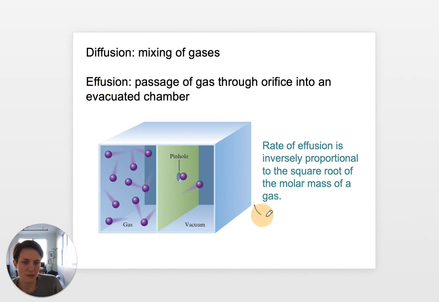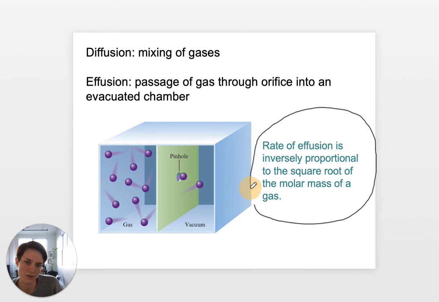So this is the big law or rule that we want to think about, and I'm not going to have you do any quantitative analysis of it, but I do want you to know this relationship. It's that the rate of effusion is inversely proportionate to the square root of the molar mass of the gas. The fancy M, not to be confused with a not fancy M for molarity, stands for molar mass.